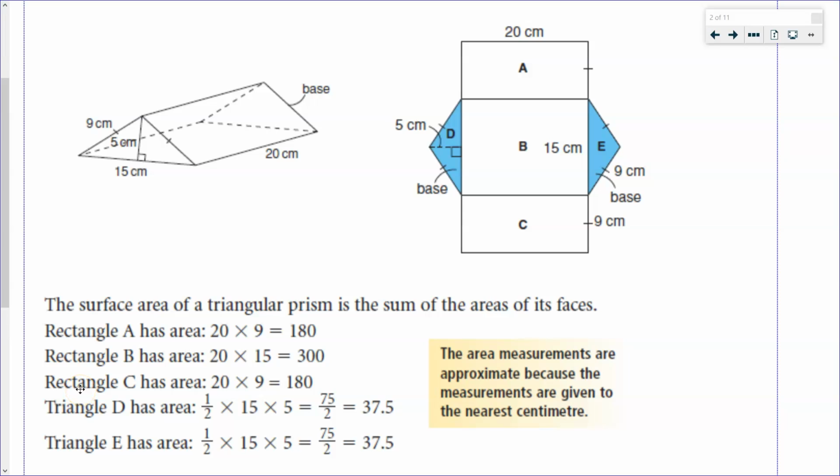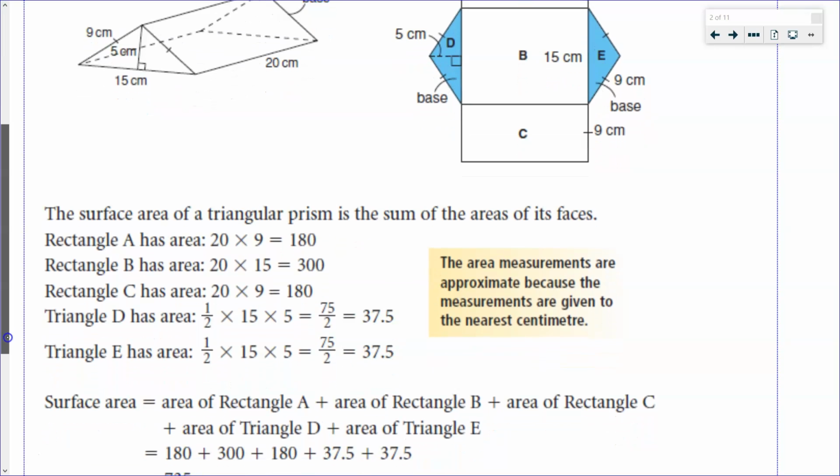And D has an area of 1/2 times 15 times 5. So just recall, the area of a triangle is 1/2 the base times the height. So here's your triangle right here. So we've got 1/2 times the base, which is 15, times the height, which is 5. Okay, and they repeated it because there's 2 of them. So they found all those, and then they're going to add them all up together.